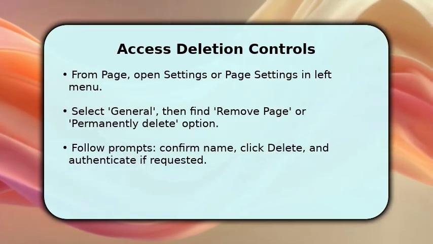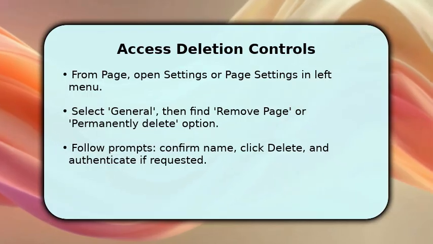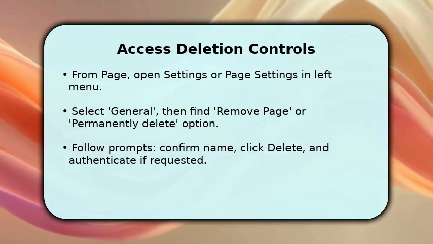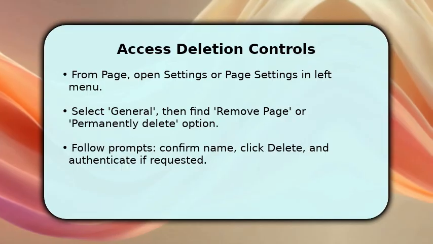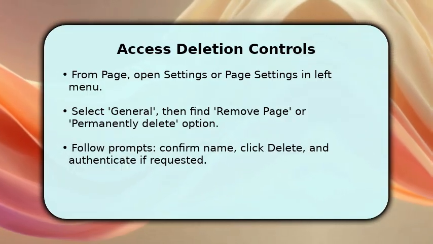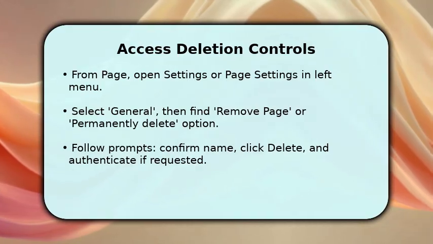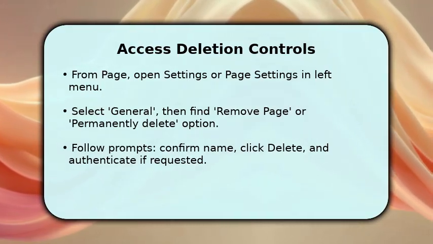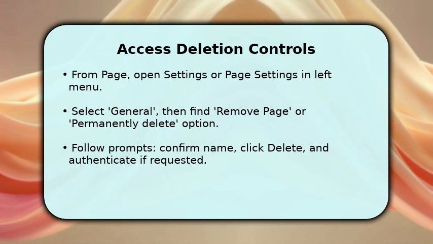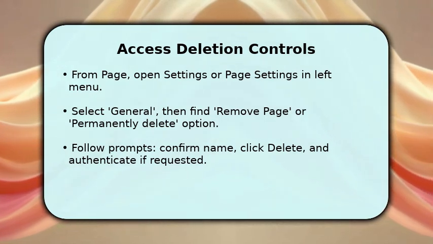Facebook will present a confirmation dialog explaining consequences. You must confirm the page name and accept that posts, photos, reviews, and follower lists will be removed. If Facebook asks for authentication, enter your password or complete two-factor authentication, so the system verifies. You finish by confirming deletion.